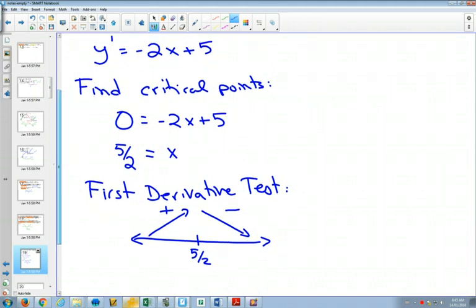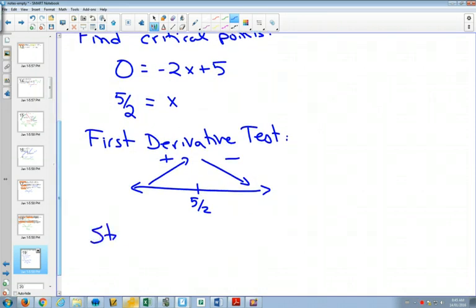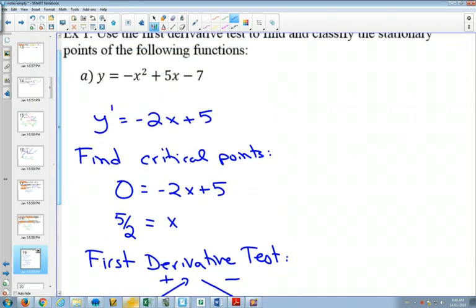So now we can answer the question. We can classify our stationary points. So our stationary points here, well, we know the x coordinate is 5 over 2. If we want to find out what the y coordinate is, this is a point on our graph. So we have to go to our original function and plug in 5 over 2.